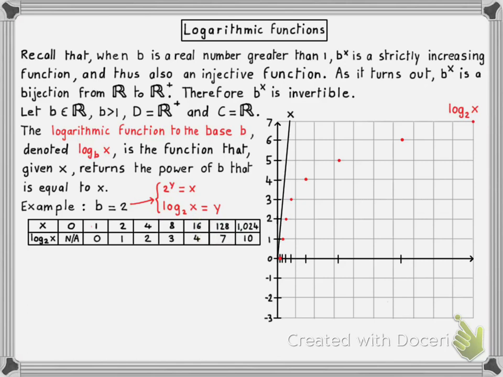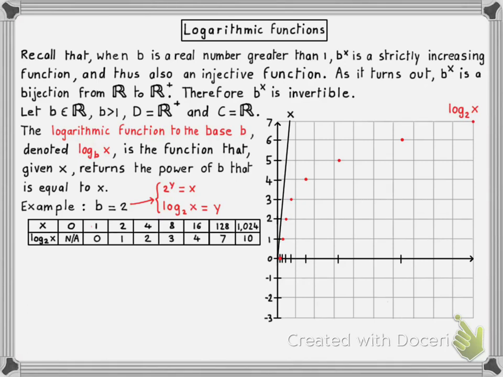Now why does this work? Well, what's the logarithm base 2 of x? Since x is equal to 2 to the power y, the logarithm base 2 of x is the logarithm base 2 of this number. And what's the logarithm base 2 of this? It's the power of 2 that's equal to this. Well, the answer is y, since 2 to the power y is equal to 2 to the power y. And here is the visualization, if you wish, of the fact that the logarithmic function is the inverse of the exponential function.